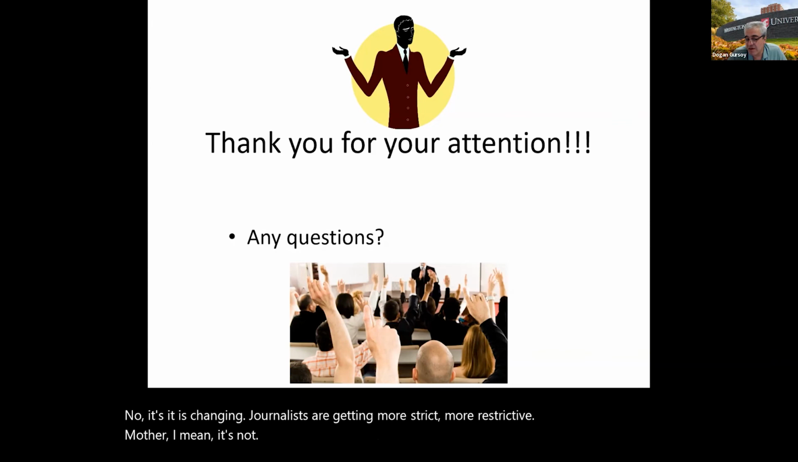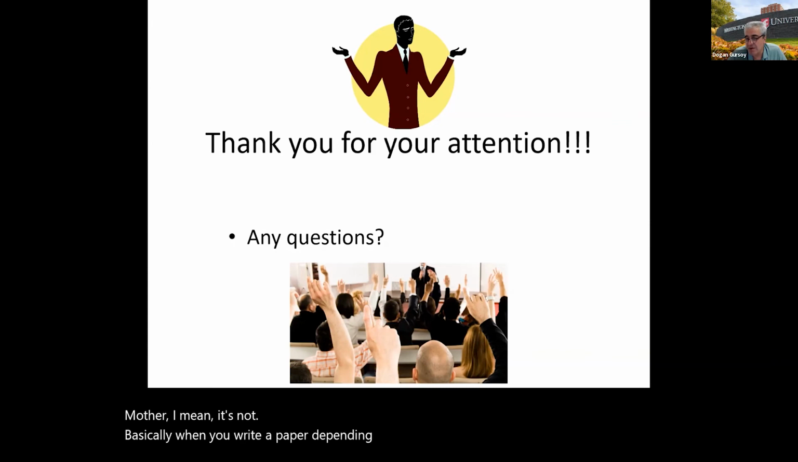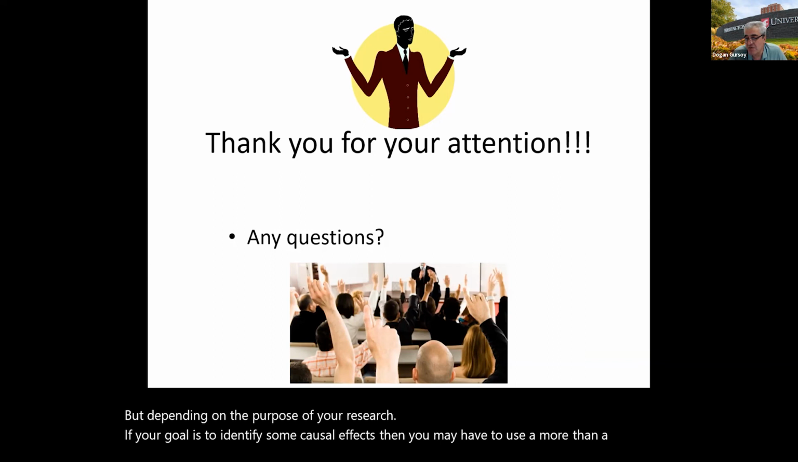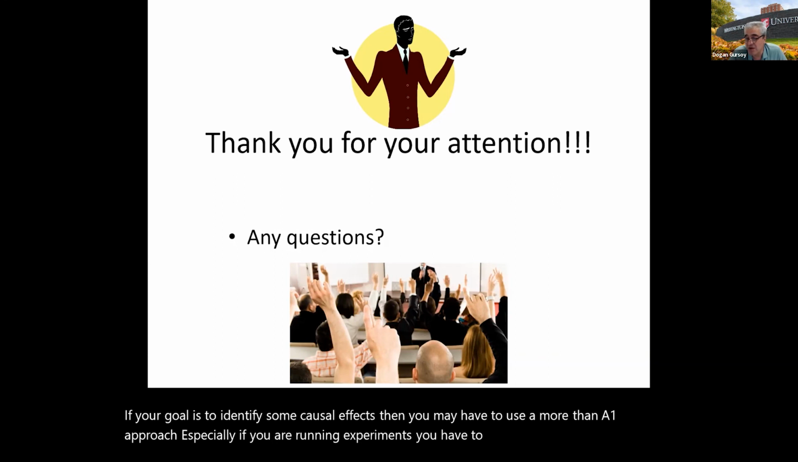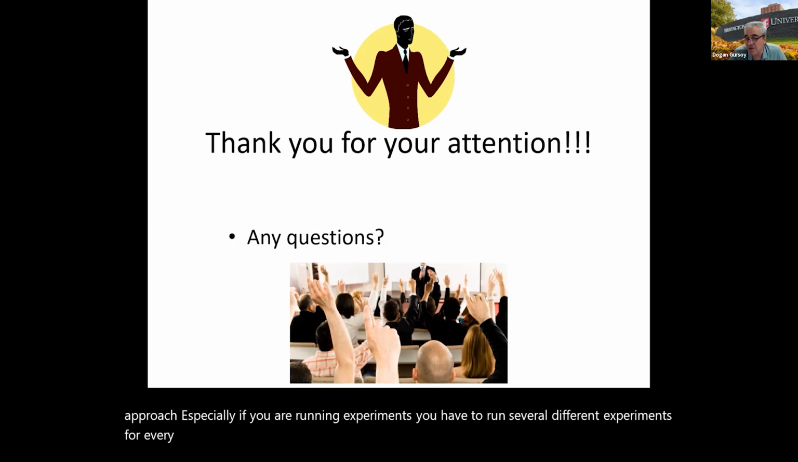Basically, when you write a paper, it depends on the topic and on how innovative your topic is. If you do something new, something groundbreaking, the method doesn't matter so much. But depending on the purpose of your research, if your goal is to identify some causal effects, then you may have to use more than one approach. Especially if you are running experiments, you have to run several different experiments for every single relationship.